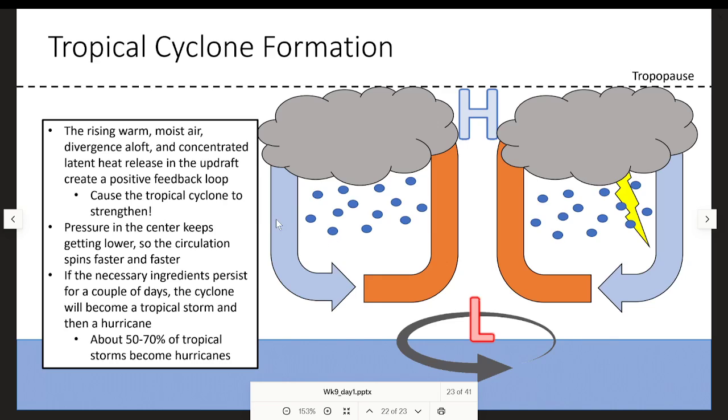So the rising warm, moist air, divergence aloft, and the concentrated latent heat release in the updraft creates a positive feedback loop. So it causes the tropical cyclone to strengthen. And then the pressure in the center keeps getting lower, and the circulation continues to spin faster. If the necessary ingredients persist for a couple days, the cyclone will become a tropical storm, and then it will become a hurricane. So 50 to 70% of tropical storms become hurricanes.